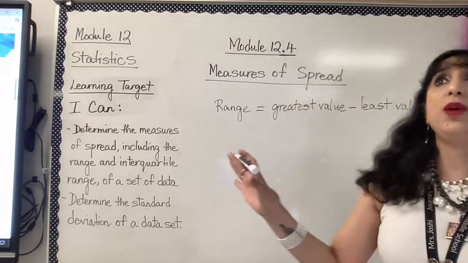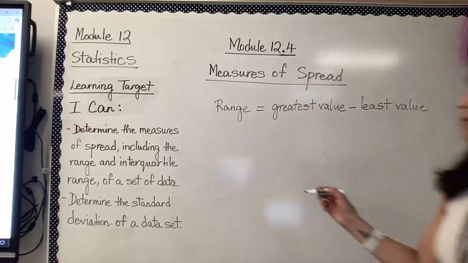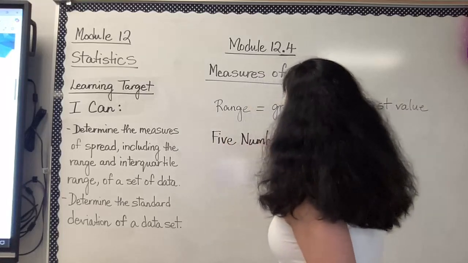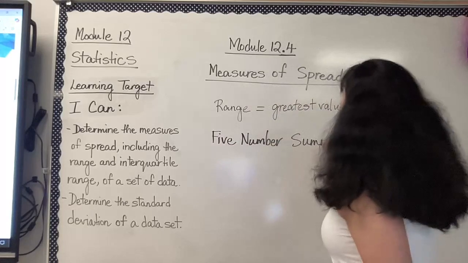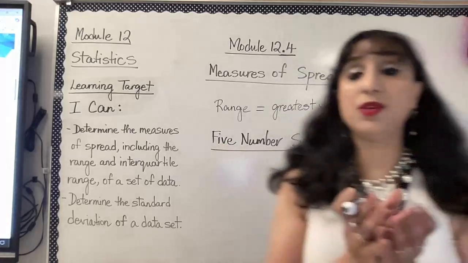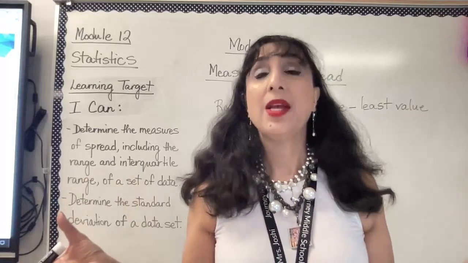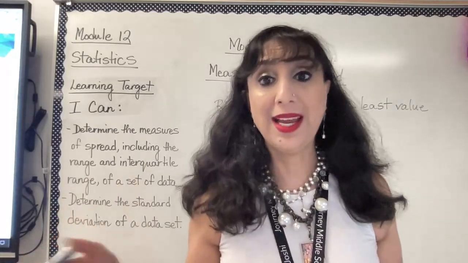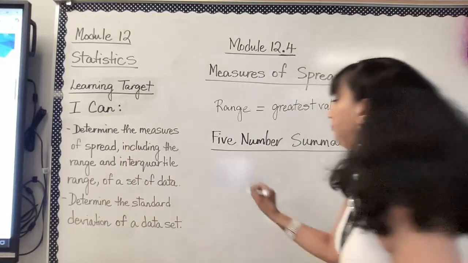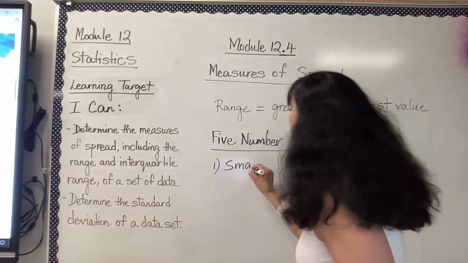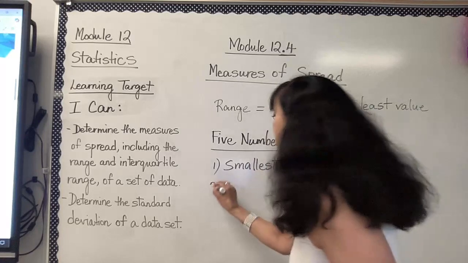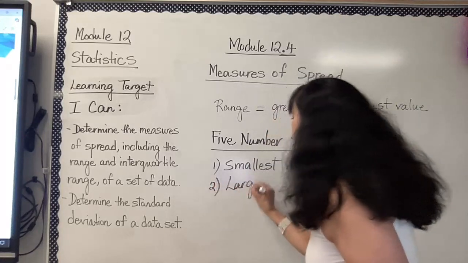So normally we have a thing called the 5-number summary. Okay, the 5-number summary. And we use this to find out how to plot a box and whisker plot. And in a box and whisker plot, basically the 5-number summary means I need the smallest number in the data set. I need the largest number in the data set.